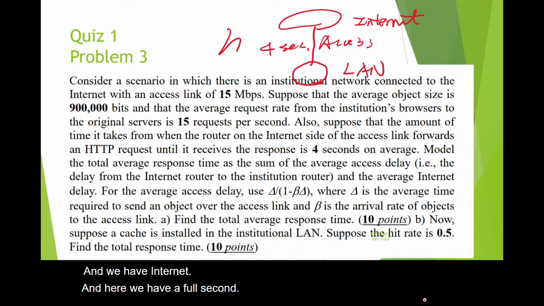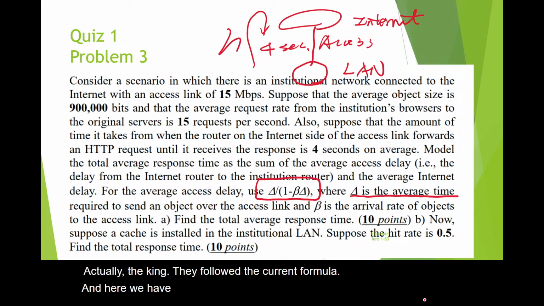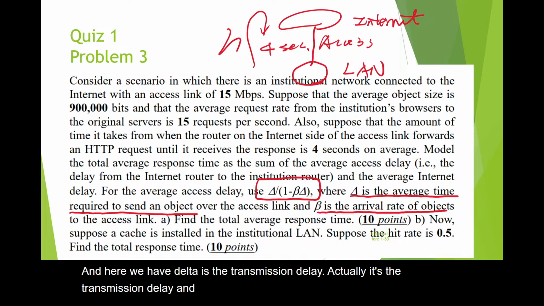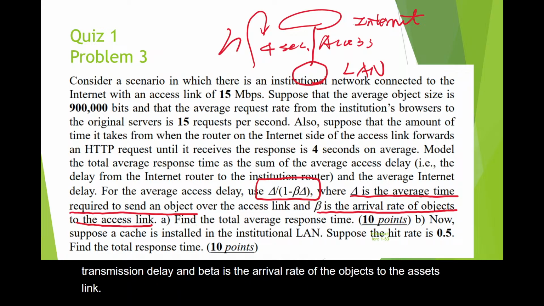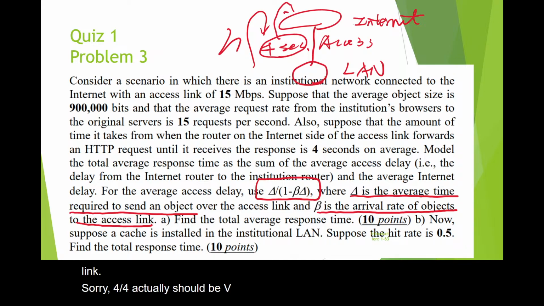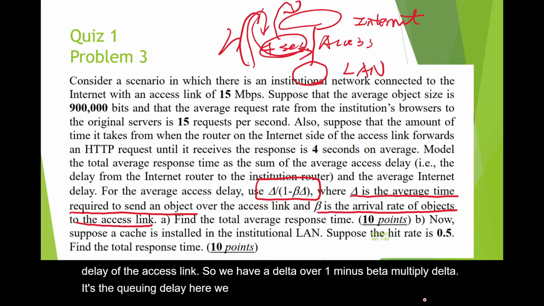And as for the queuing delay, actually the queuing delay follows the current formula. And here delta is the transmission delay. Actually, it's the transmission delay. And beta is the arrival rate of the objects to the access link. Sorry, 4 actually should be this. Sorry, move it to this one. And this is the queuing delay of the access link. So we have delta over 1 minus beta multiplied by delta. It's the queuing delay. Here we call it the access delay, so it's the access link.